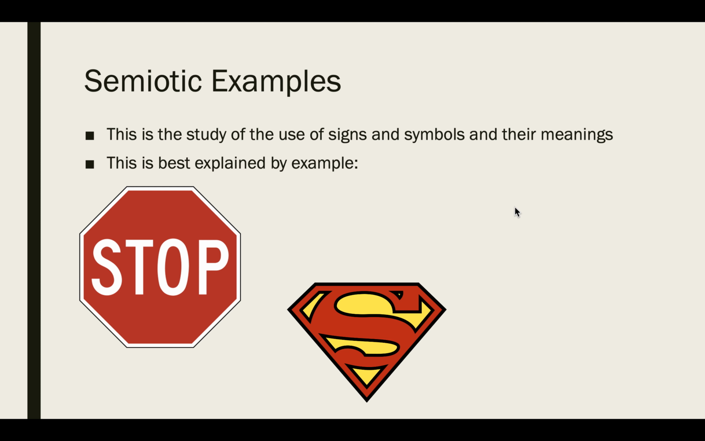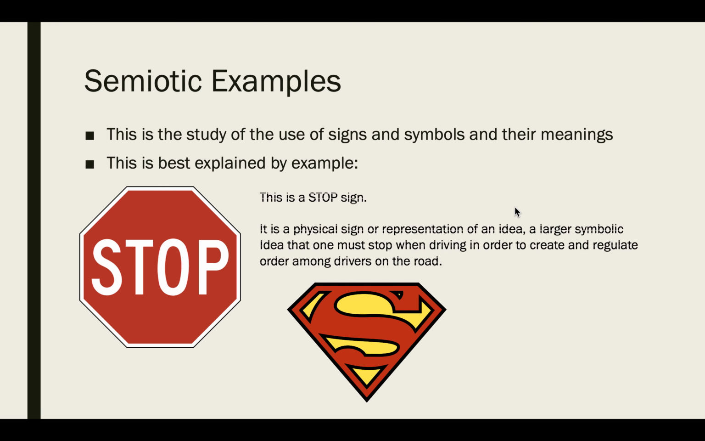Best explained by example. This is a stop sign. It is a physical sign or representation of a larger symbolic idea: that one must stop when driving in order to create and regulate order among drivers on the road. Now, I bet you don't think about that. You see the stop sign and you respond to it, but the reason you're responding is because you've been conditioned by the fact that it's a rule, a symbolic idea of order and regulation designed to help the flow of traffic. But all you see is a stop sign.